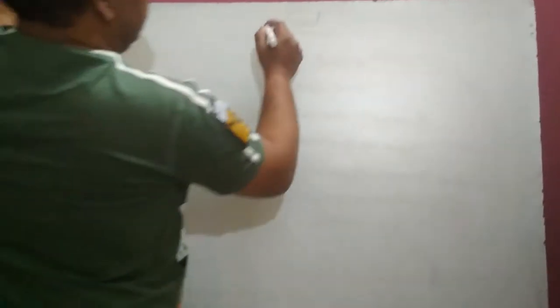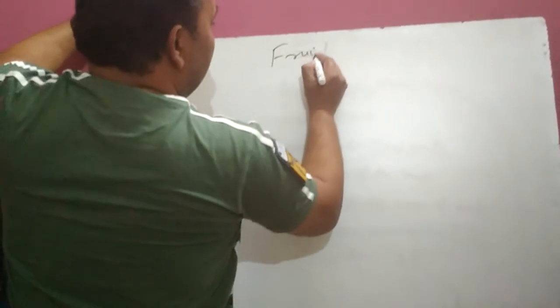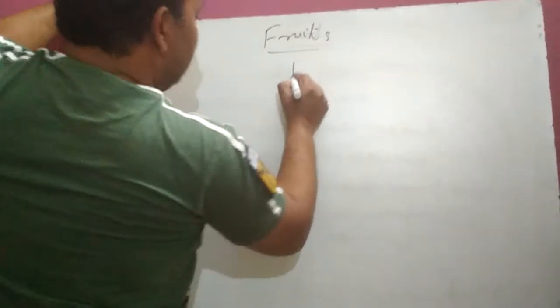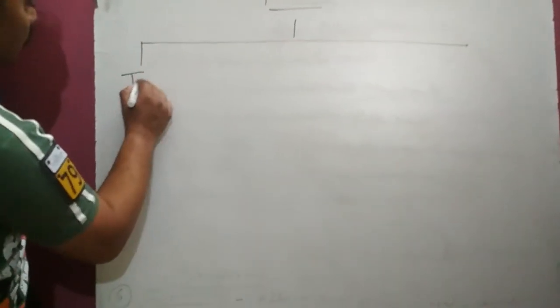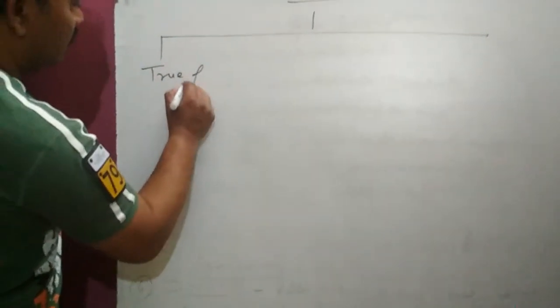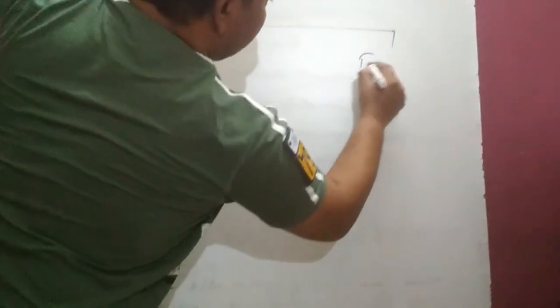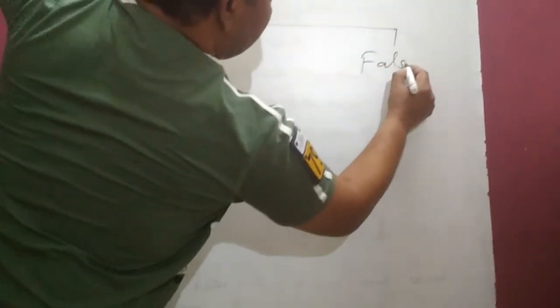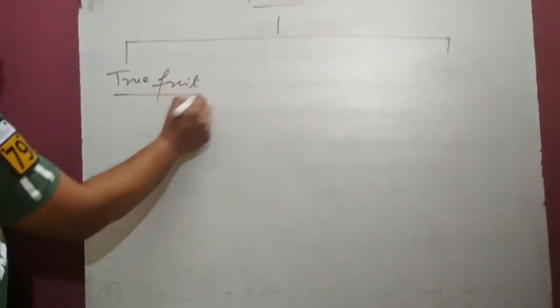Okay guys, and next I will discuss the fruit. There are two types of fruit: true fruit and false fruit. First of all, I will discuss the true fruit.